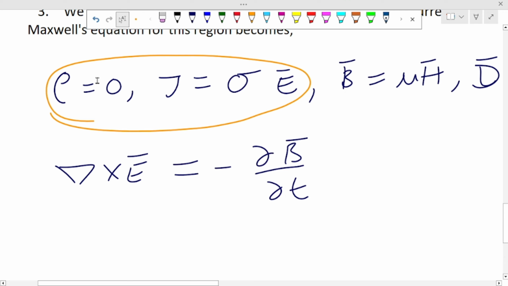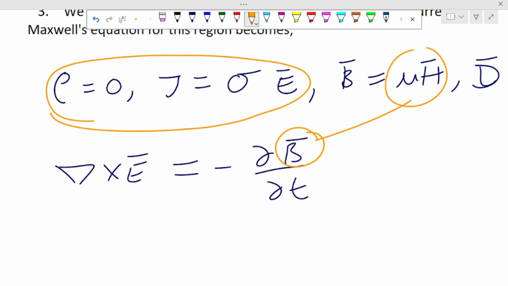Now let's substitute these into it. Is there charge density here? No, leave that. Is there current here? No, leave that. No conduction current. Now for this one, let's replace it. Where you have B, you just put this. So where you have B, plug this in there.